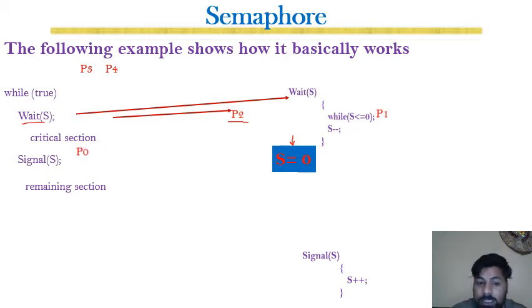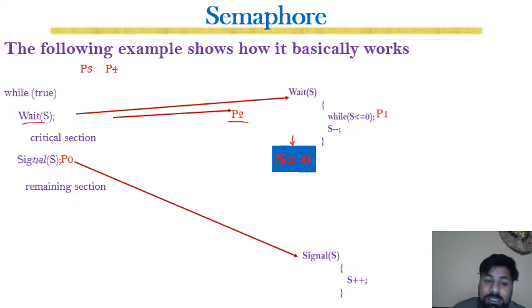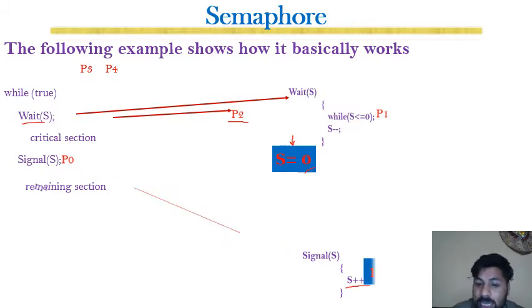At this moment, for example, P0 terminates its critical section and leaves its critical section, then it must call a signal function. And when the signal function is called, it has to increment the value of s, which is the semaphore. The previous value of the semaphore is 0. Once the signal function is executed, its value will become 1, and P0 will enter the remainder section.